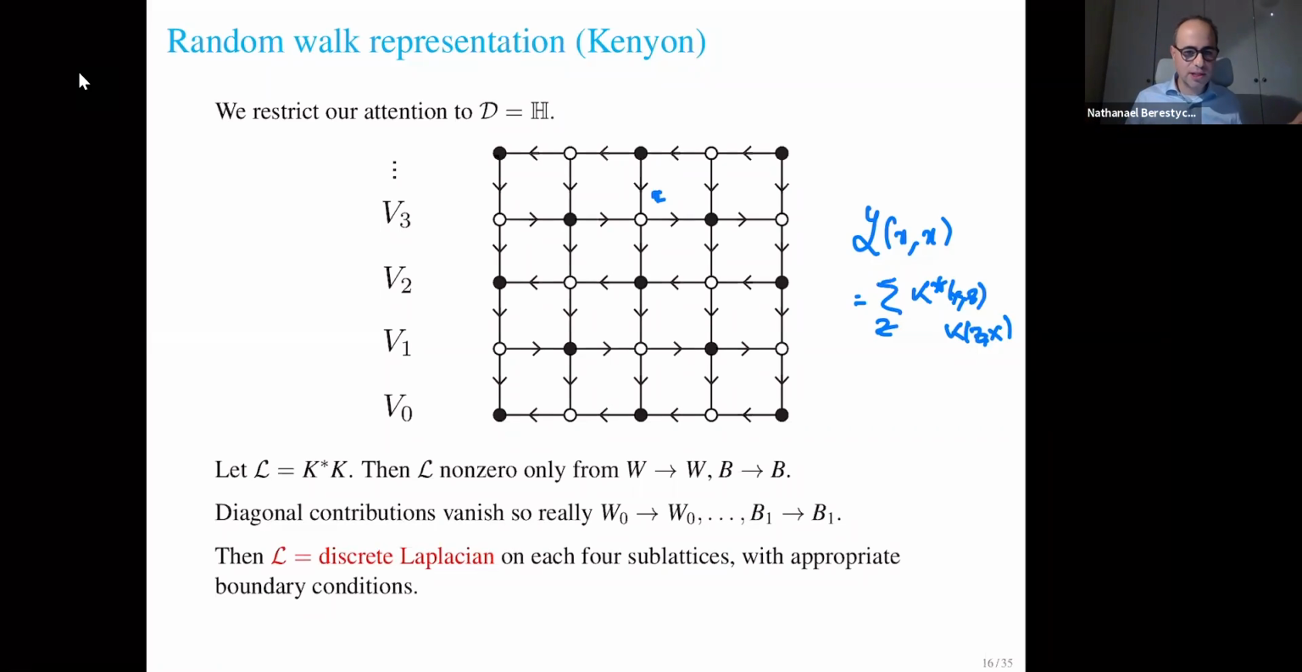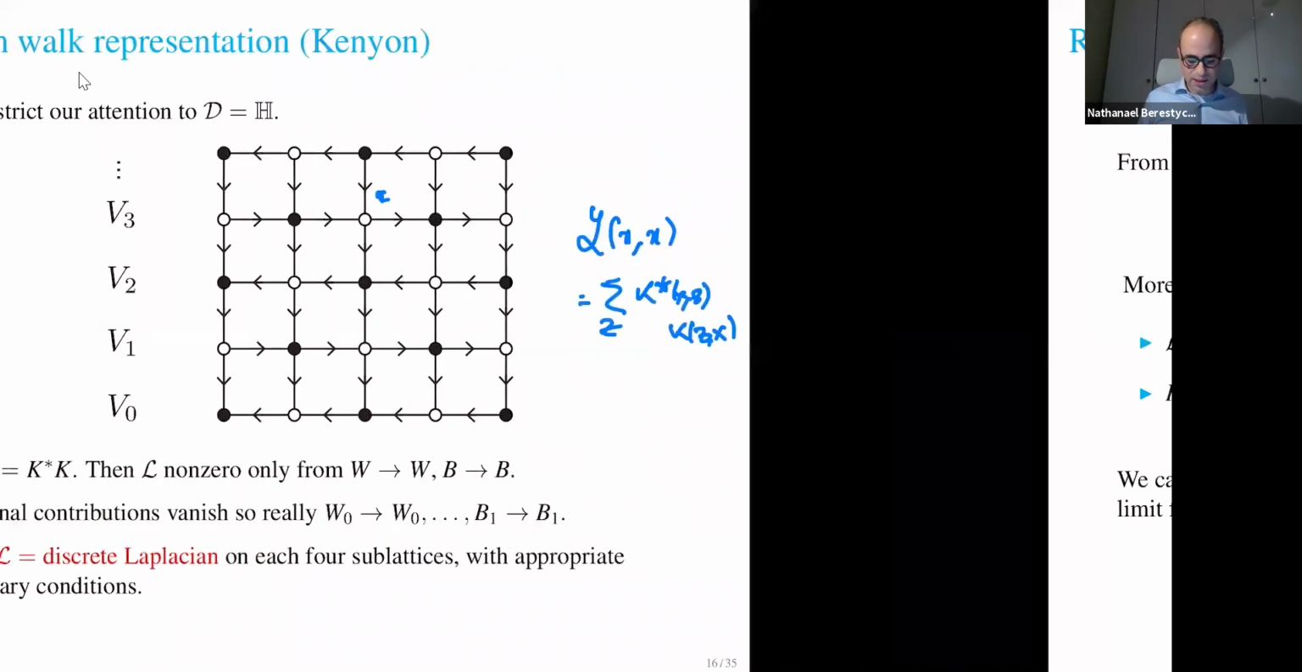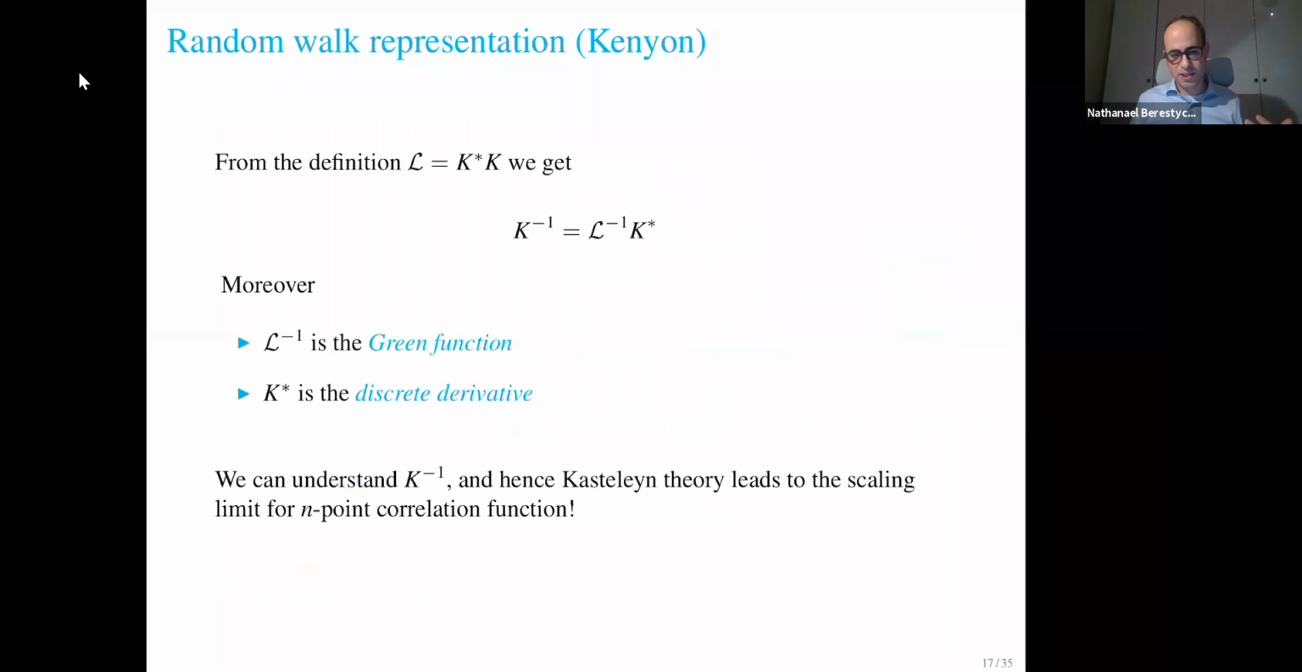But, you know, Laplacian is a very good object. We understand it very well. We know that it has something to do in the scaling limit with Brownian motion. And it's not surprising that as a result, we can say something about K inverse. And the idea is to say, well, in terms of L, so L was defined, I remind you, as K star K. I obtain K inverse simply by multiplying by K inverse in this relation. And I have that K inverse is the Laplacian inverse multiplied by K star.